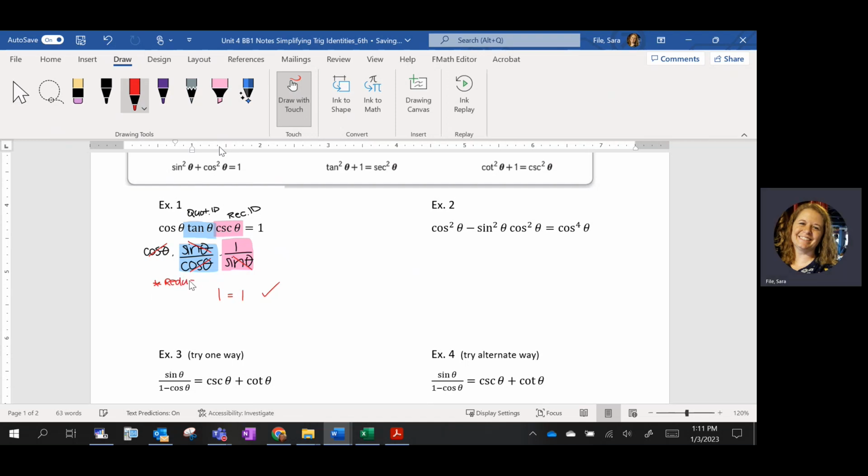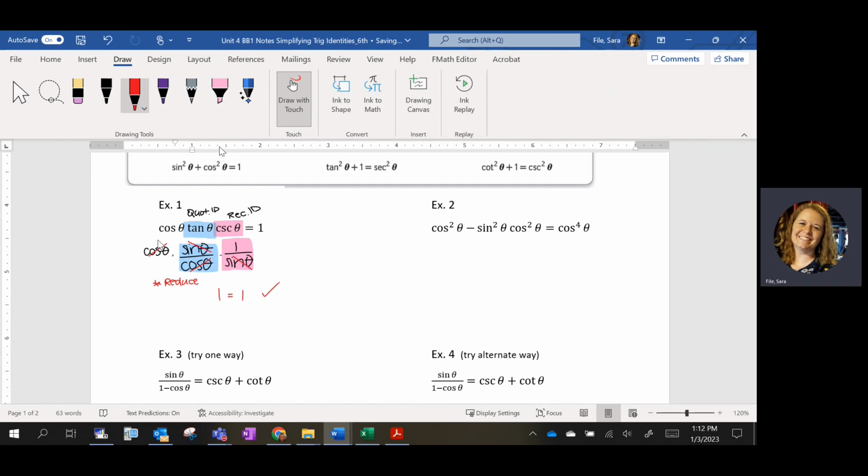Why did you put the reciprocal for cosecant for that example? Why did you only do tangent and cosecant? Cosine was already in terms of cosine. So the strategy I was showing y'all for this one is to put everything in terms of sine and cosine, and that already was cosine, so I didn't need to change it. The strategy doesn't work every time.